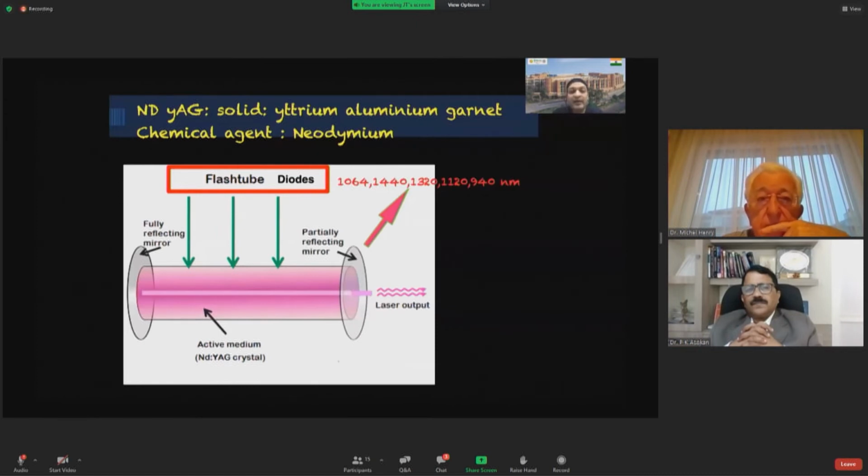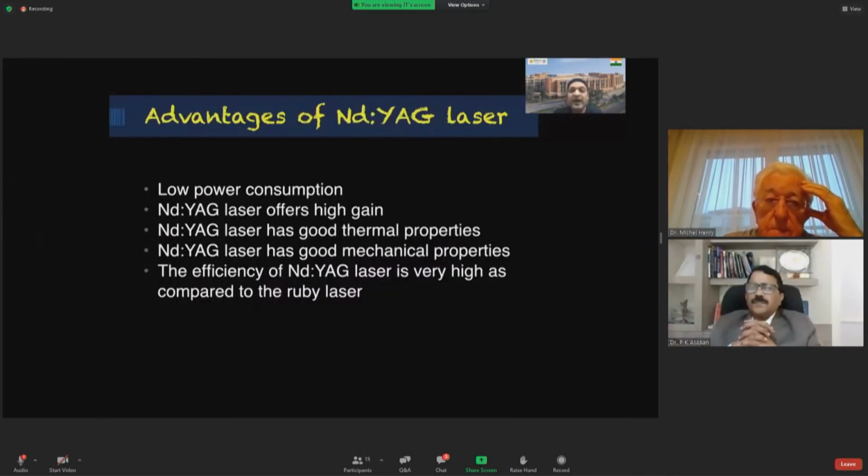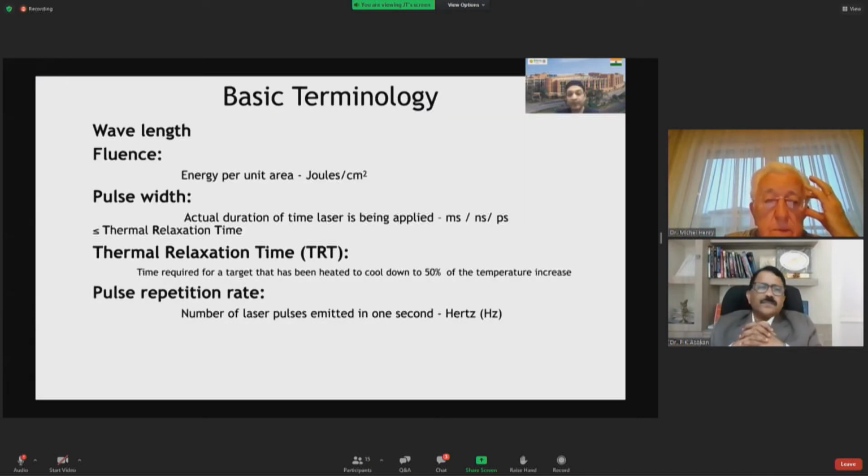Now, the Nd:YAG laser, YAG means yttrium aluminum garnet, and Nd is a chemical agent which activates this. It's called neodymium. So this is put into the flash tubes, gets activated, and then it can produce various wavelengths as mentioned over there. And you can choose exactly what wavelength you want to use out of this. Now, the Nd:YAG laser has various advantages. It offers higher gain, it has good thermal properties, good mechanical properties, and the efficiency of the Nd:YAG laser is very high as compared to the ruby laser.